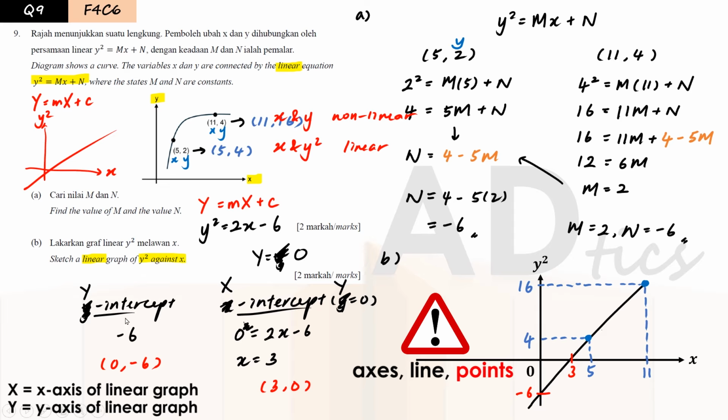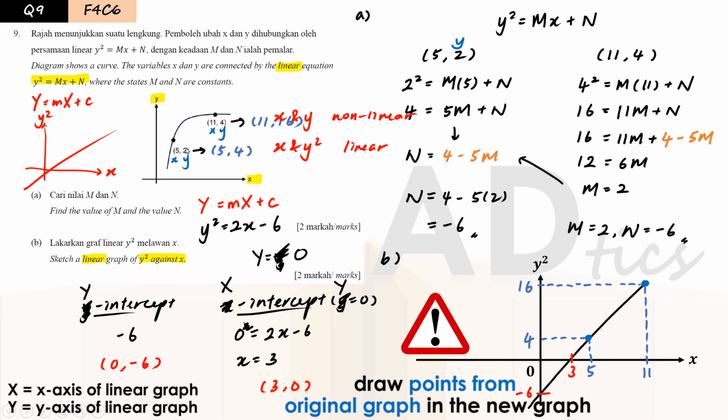Okay, so to draw the linear graph, again, we need to have the things which are on the original graph. We need to make sure when we are drawing the new graph, it is also included inside. Okay, which is the 2 points here. So once we transform, it will appear at these 2 points.